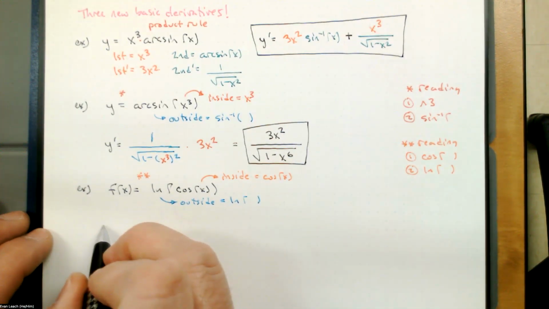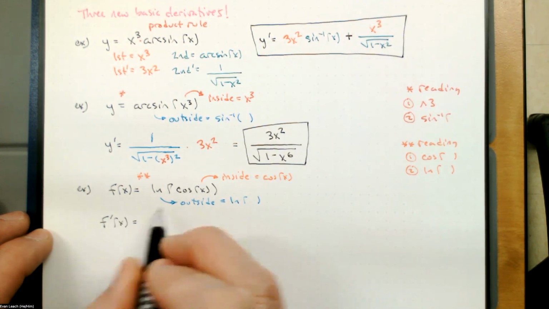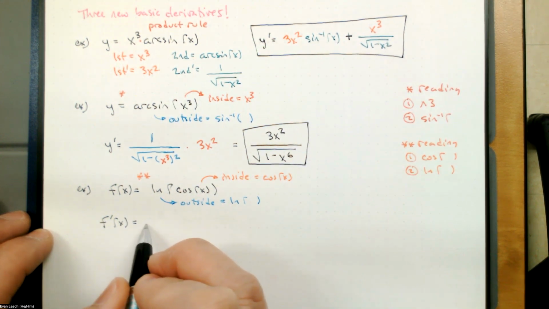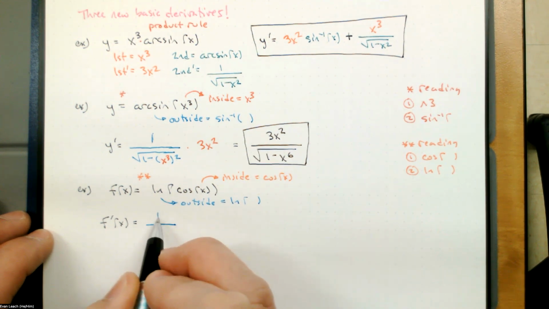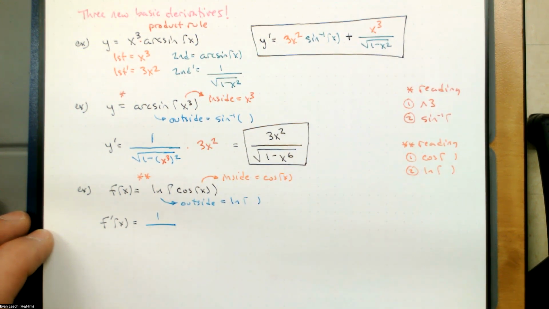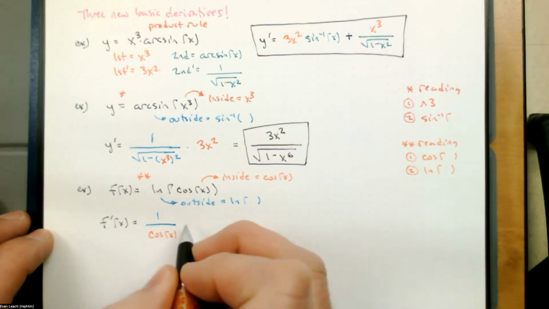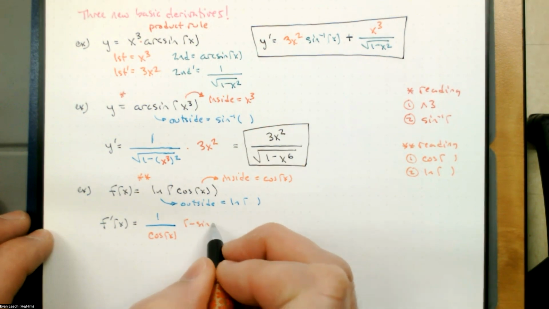So our derivative is going to be the derivative of the outside with respect to the inside. In this case, the derivative of the outside is 1 over. The derivative of natural log of stuff is 1 over that stuff, times the derivative of the stuff. The derivative of cosine is negative sine.